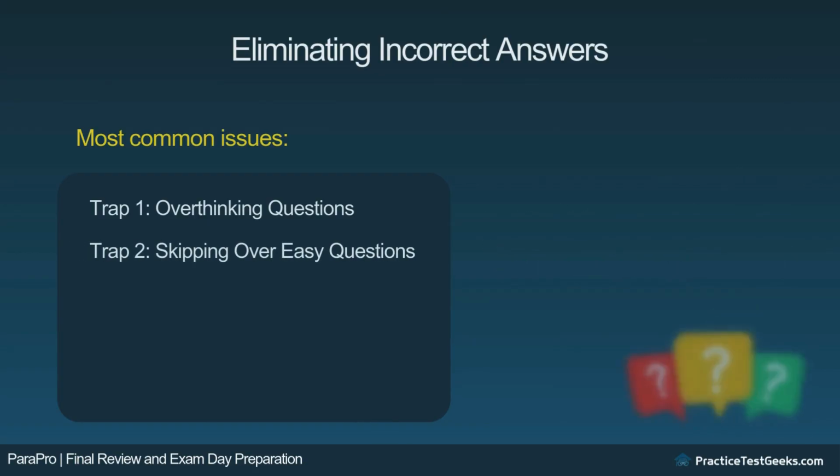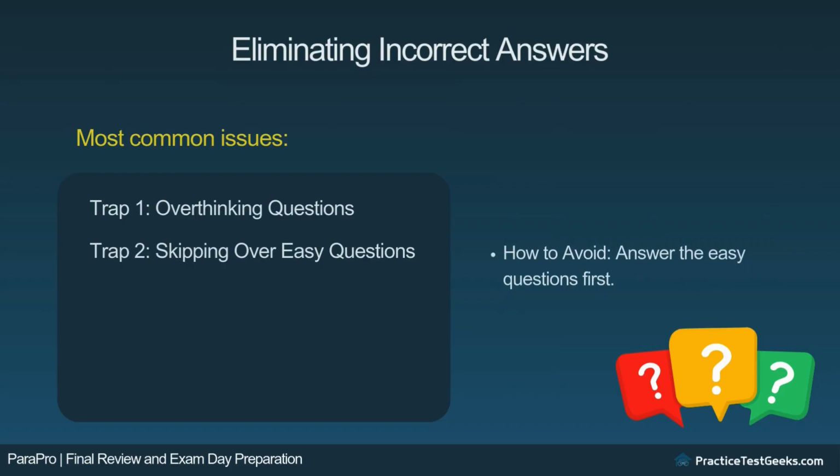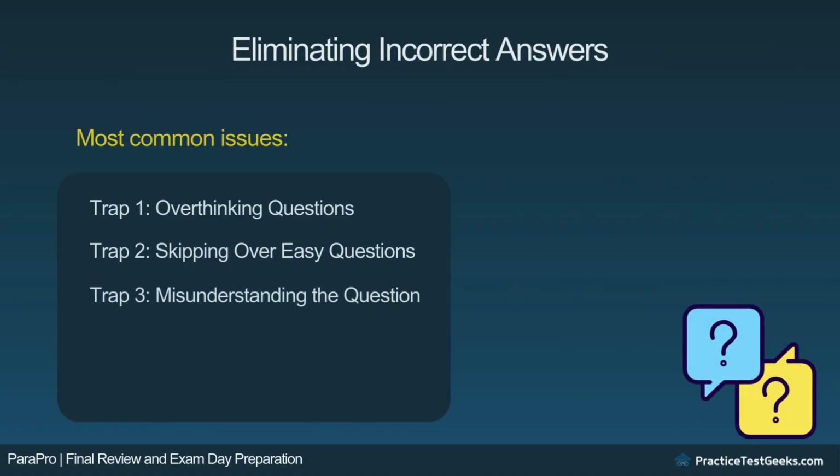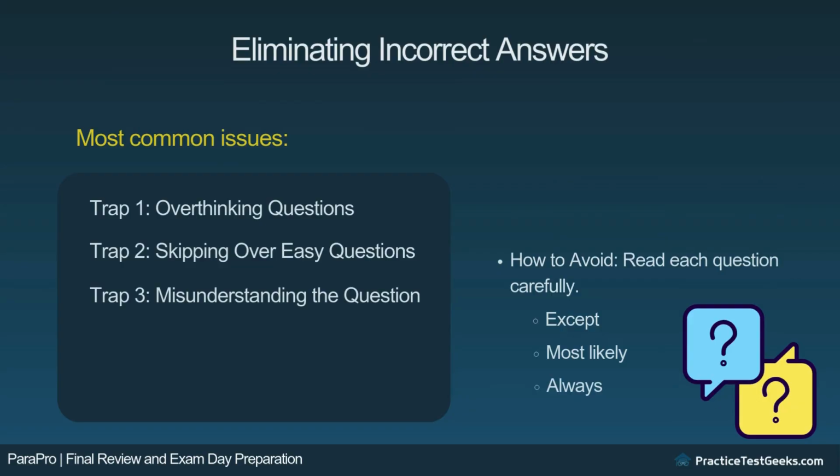Trap 2. Skipping over easy questions. You might rush through easy questions and miss them, wasting time on harder questions. How to avoid. Answer the easy questions first. If you don't know the answer to a difficult one, move on and return to it later. Trap 3. Misunderstanding the question. The wording of the question can sometimes confuse you, leading to the wrong answer. How to avoid. Read each question carefully. Pay attention to words like except, most likely, or always, which can change the meaning of the question.